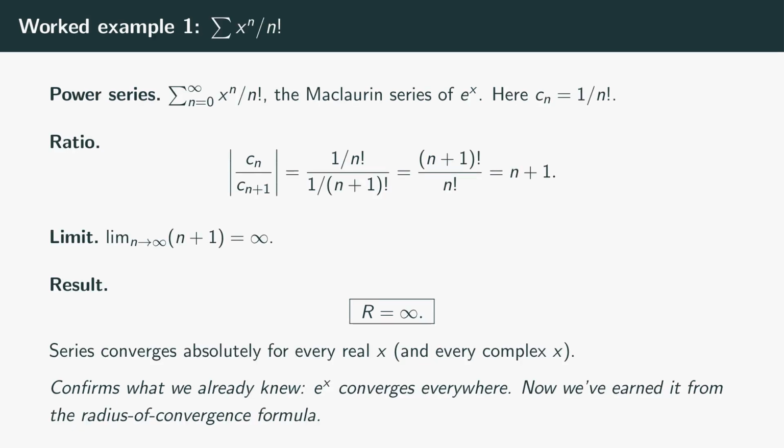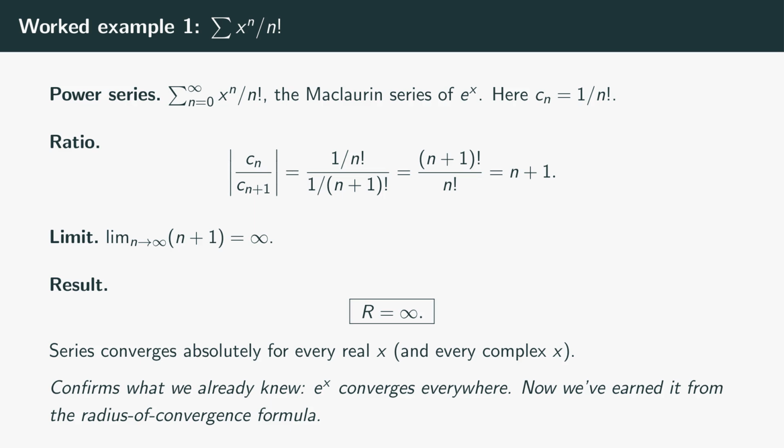First worked example. Find the radius of convergence of the sum of x to the n over n factorial, which we know is the Maclaurin series of e to the x. Read off the coefficients, c sub n equals 1 over n factorial. Compute the ratio, the absolute value of c sub n over c sub n plus 1. That's 1 over n factorial, divided by 1 over the quantity n plus 1 factorial, which flips into the quantity n plus 1 factorial over n factorial, which telescopes to n plus 1, so the ratio is just n plus 1, and its limit as n approaches infinity is infinity.